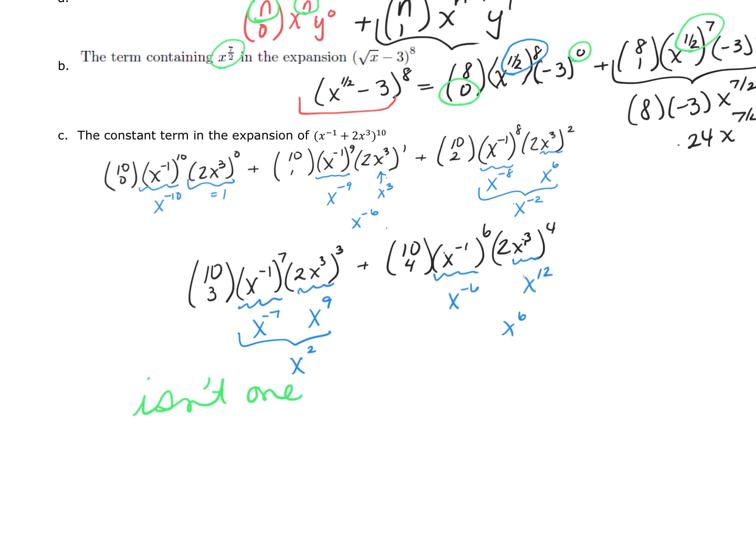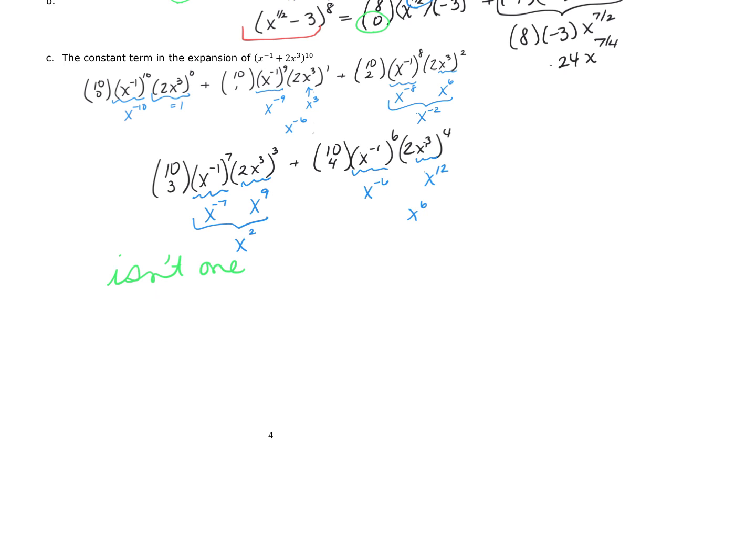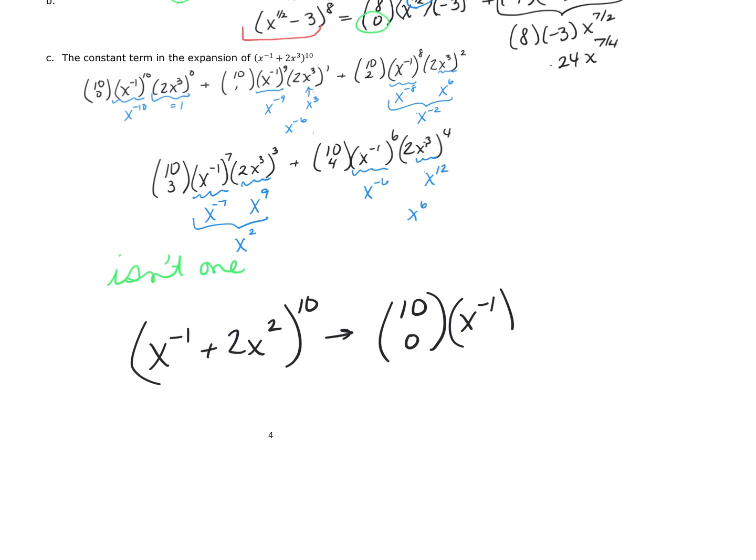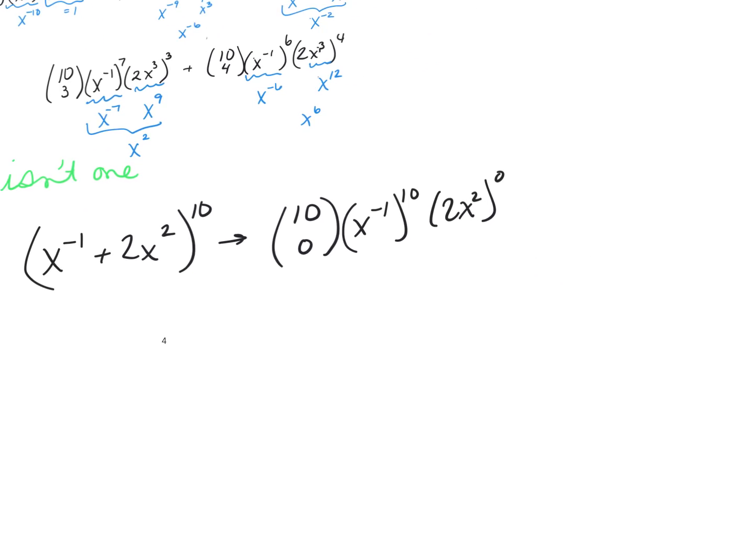Now, let's do this again, where I have x raised to the negative 1 plus 2x squared, raised to the 10. Will I get a constant on this one? Well, again, I want to start expanding out. 10 choose 0, x raised to the negative 1 to the 10 power, 2x squared raised to the 0. We know that this one is going to give me x raised to the negative 10. And this one's going to be x raised to the 0. Not helpful. Oh, and 2 raised to the 0 as well.